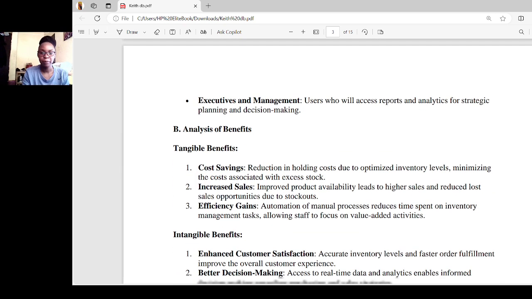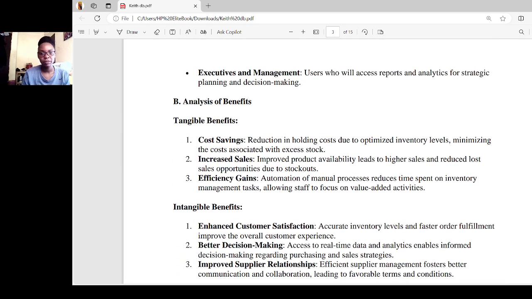Then the benefits, of course, the tangible ones. One, this system will help in cost savings, and it will increase sales efficiency gains. In here, I mean, it reduces time spent in counting things physically, in managing the inventory. Instead of counting each one by one, it will help you spend more time on things that are more productive.